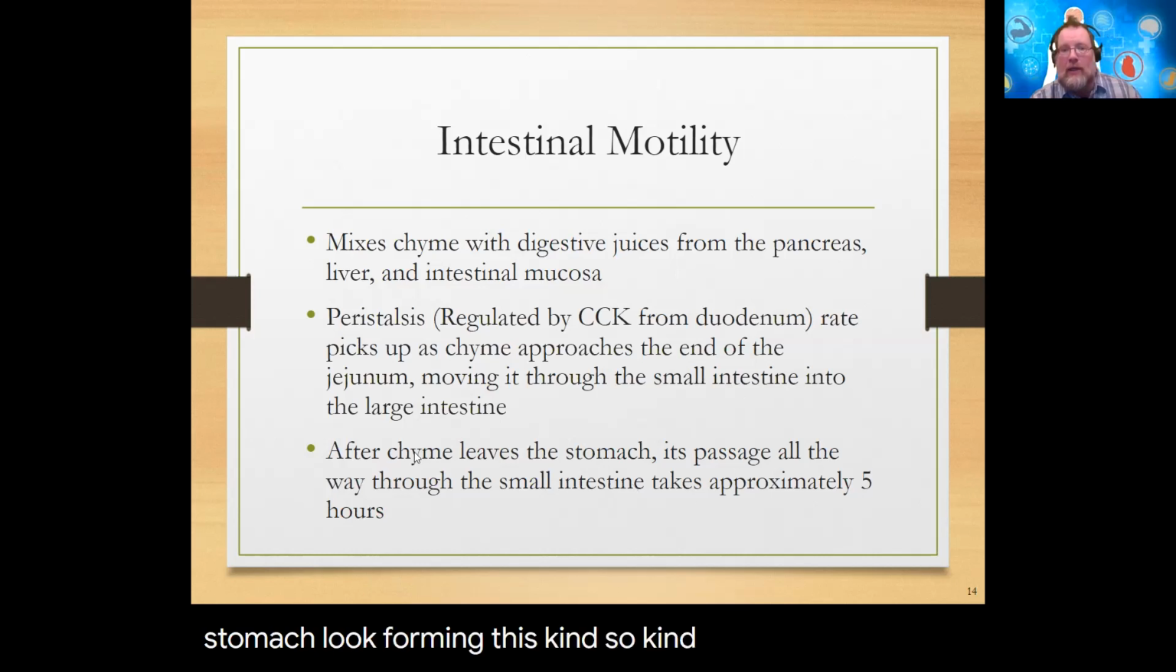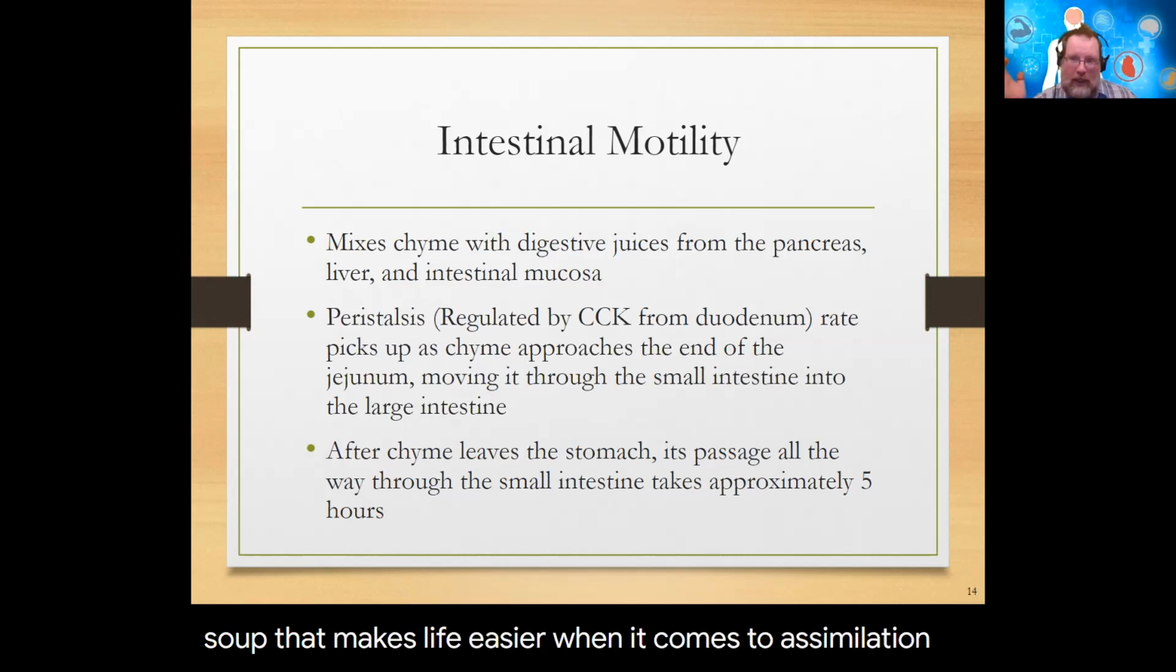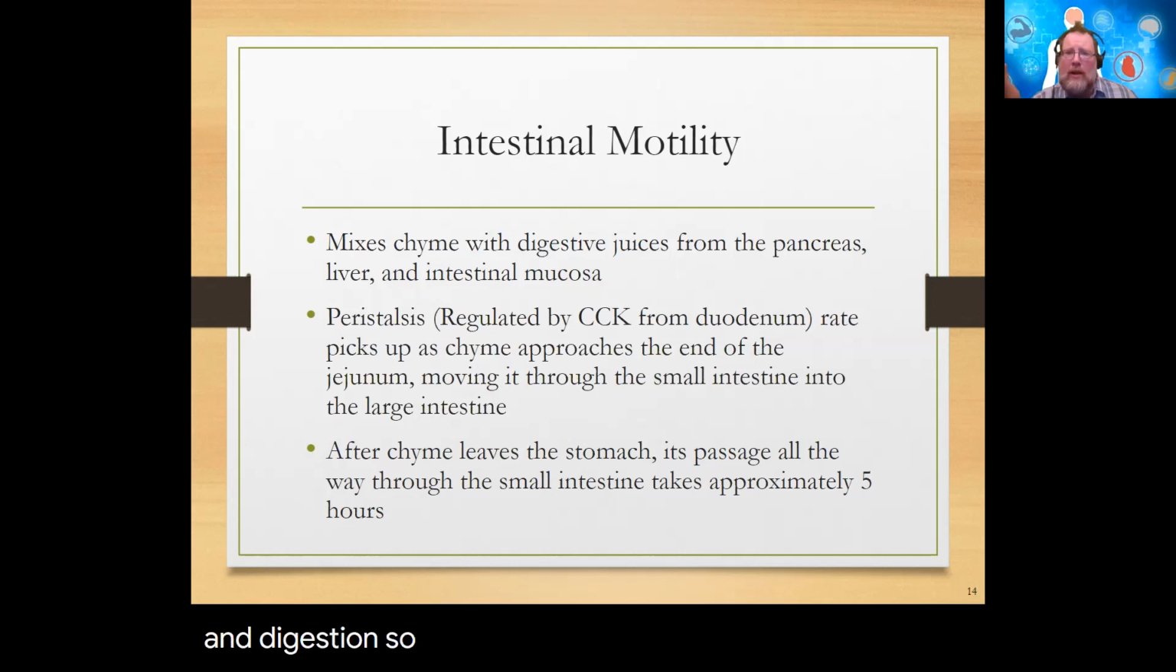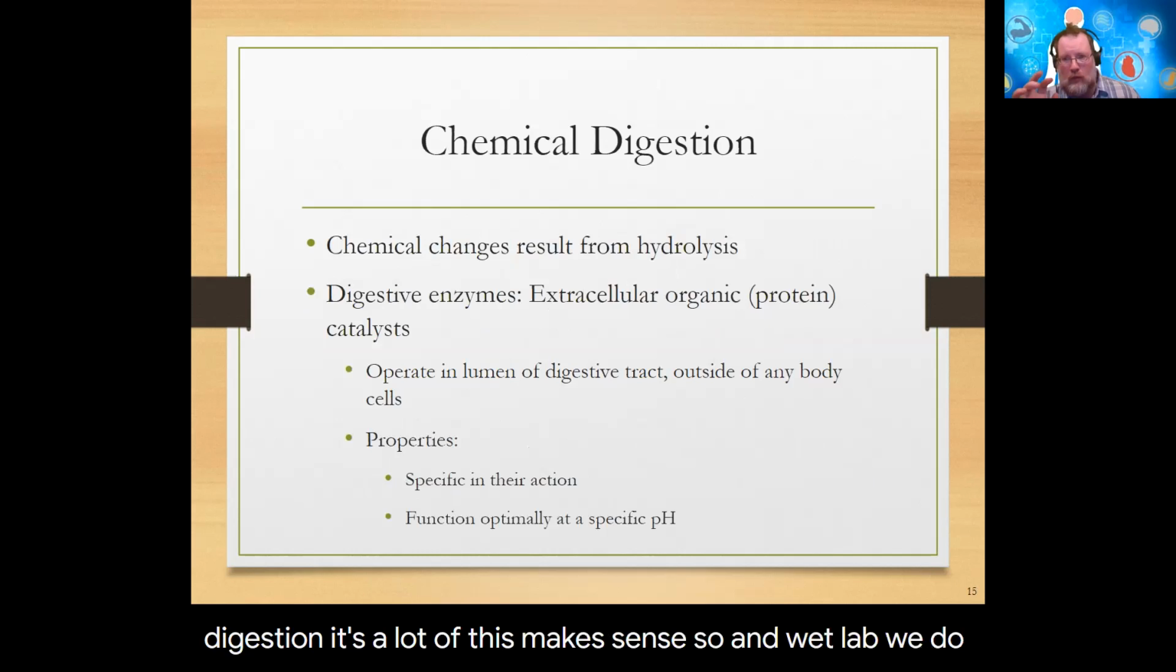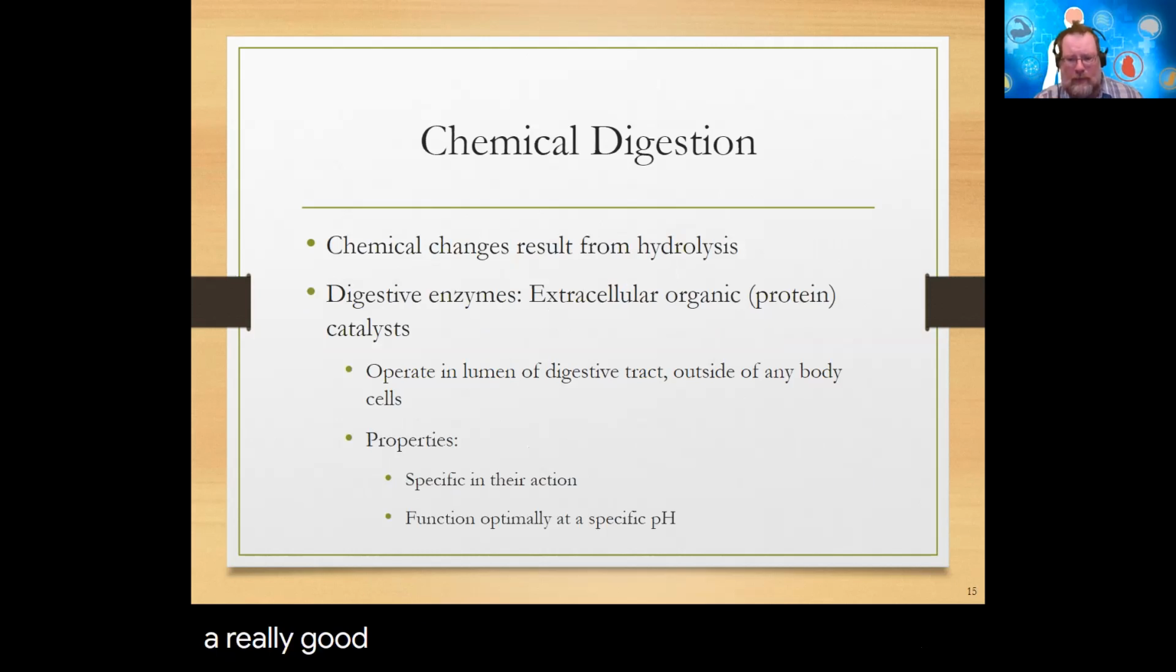So chyme is really a blended soup that makes life easier when it comes to assimilation and digestion. If you haven't done the PhysioX for digestion yet, please do. A lot of this will make more sense to you once you do that. If you've already done the PhysioX for digestion, a lot of this makes sense. So in Wet Lab, we do a really good couple of activities that are similar to the PhysioX.